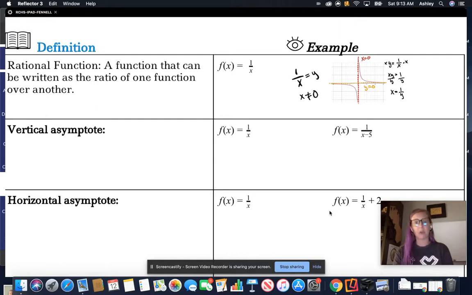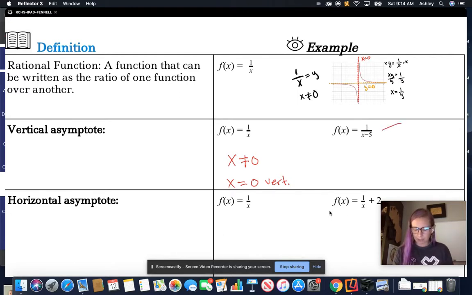X can't be 0 because that breaks the function, right? We're not allowed to divide by 0. All right, so here, x cannot equal 0, right? So we're going to have a vertical asymptote at x equals 0. We get a vertical asymptote because that value is undefined, okay, just like that first example.